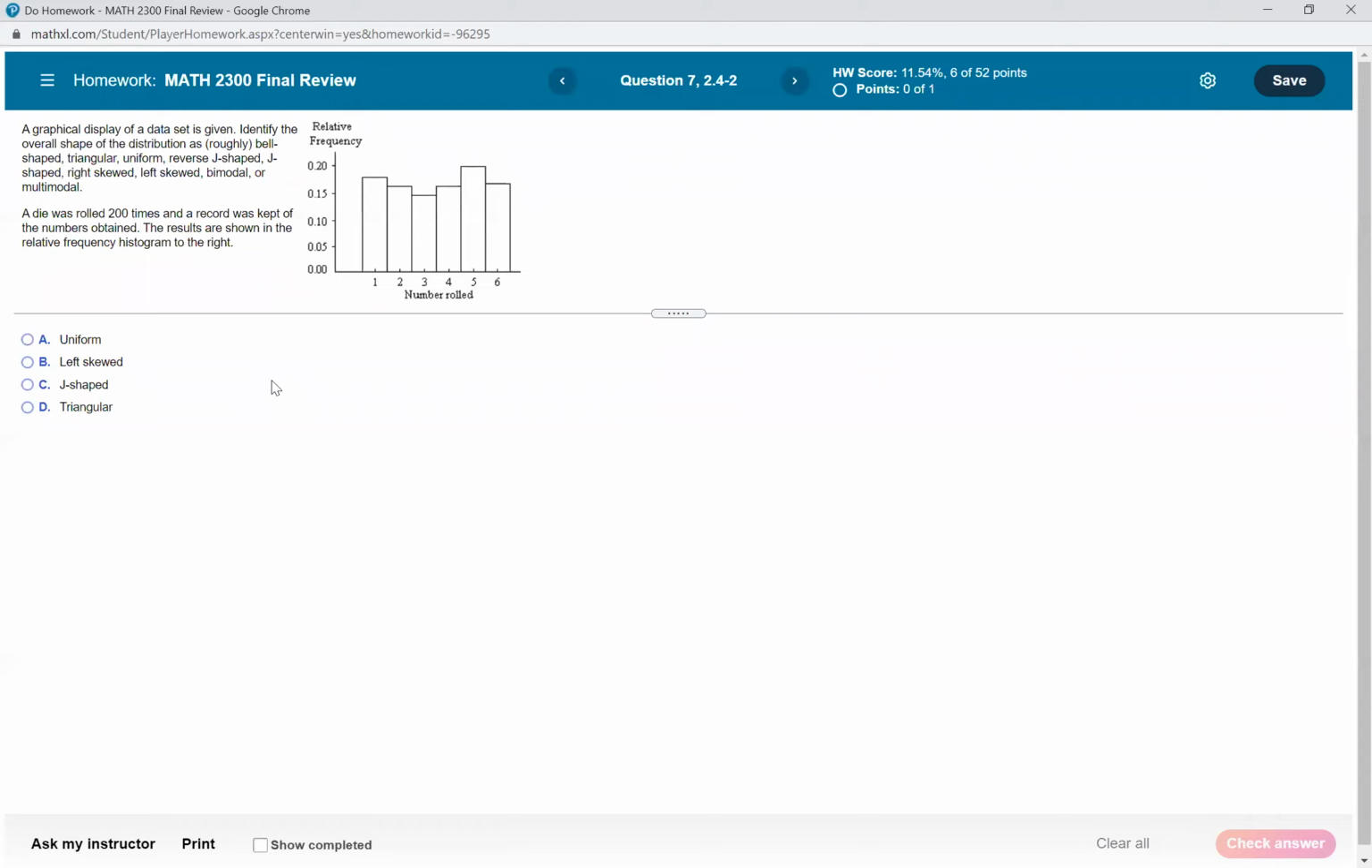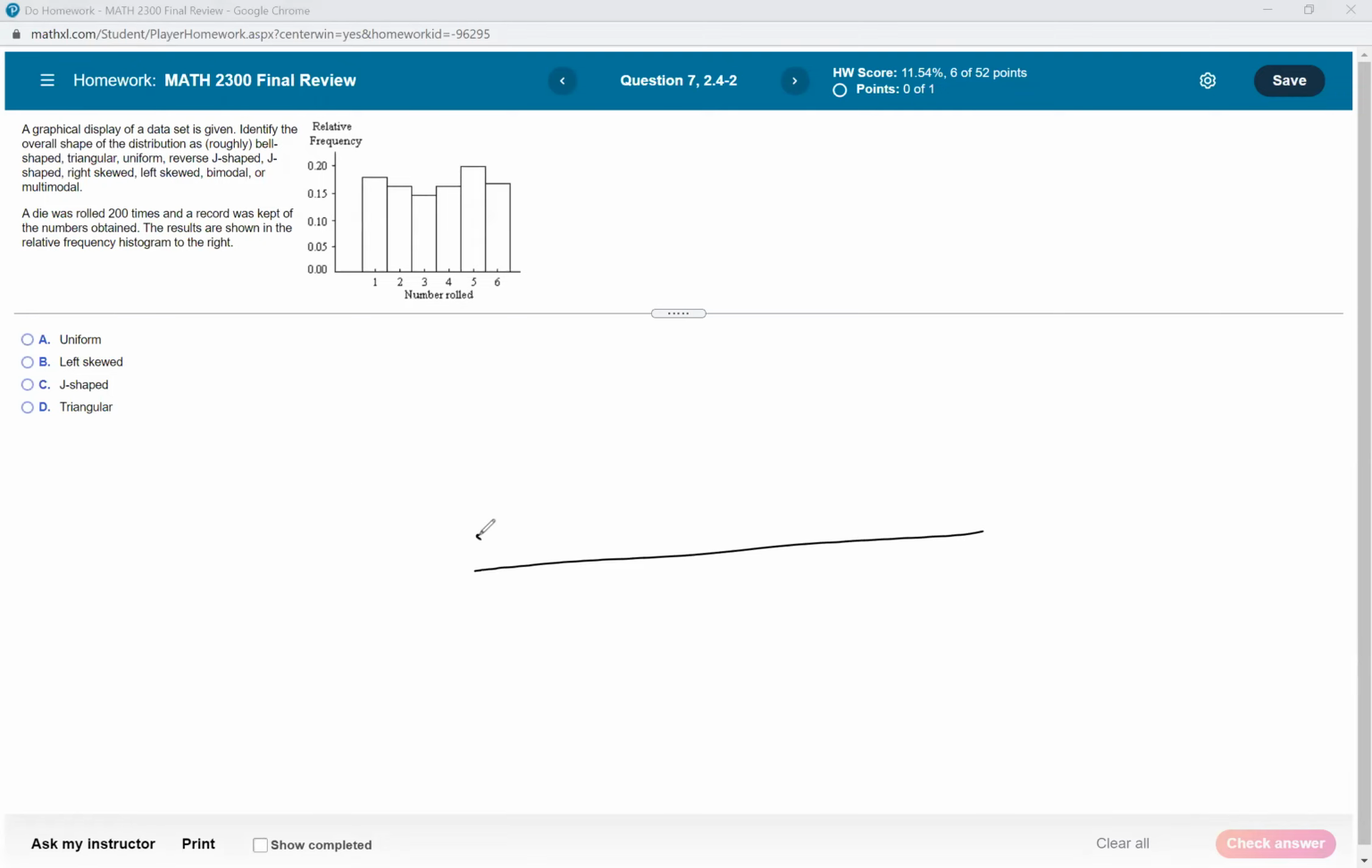A graphical display of the data set is given. Now we need to determine the shape of the distribution, whether it is uniform, left skewed, Z-shaped, or triangular. So what do you think? Which one should be the correct one in this case?